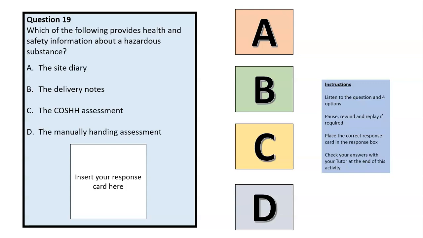Question 19. Which of the following provides health and safety information about a hazardous substance? A. The site diary. B. The delivery notes. C. The COSHH assessment. D. The manual handling assessment.